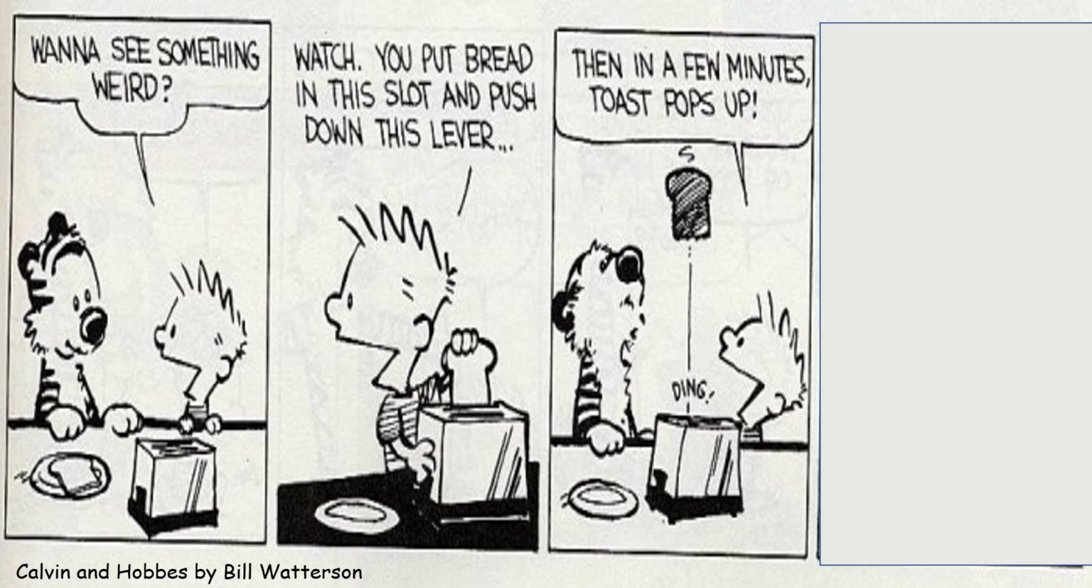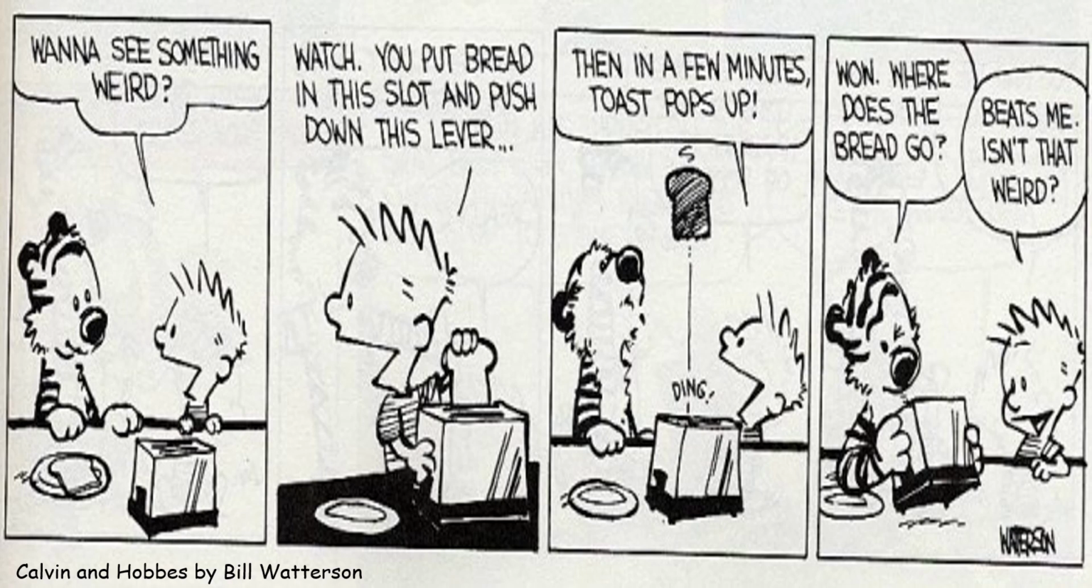Well, so far so good. What's the big deal? Well, Hobbes and Calvin are looking into the box to say, where does the bread go? And Calvin goes, beats me. Isn't that weird? So what do we learn from this? We learned that people have schemas in their brain, mental representations of their knowledge. Here, both of them think of bread as a slice of white material, and the box, they're really not sure what it does, except it creates toast.